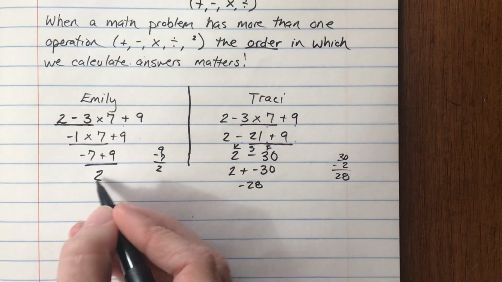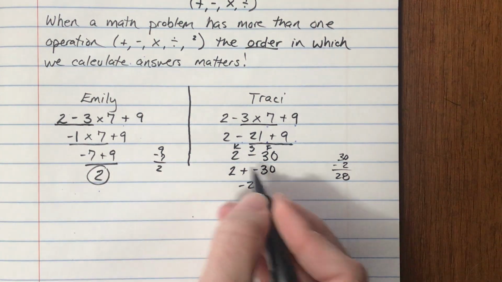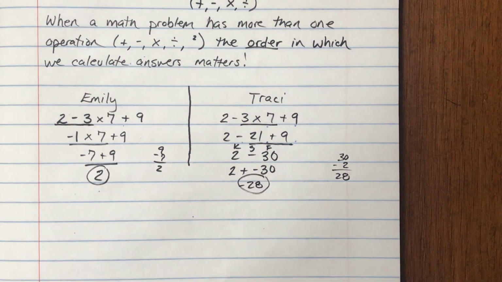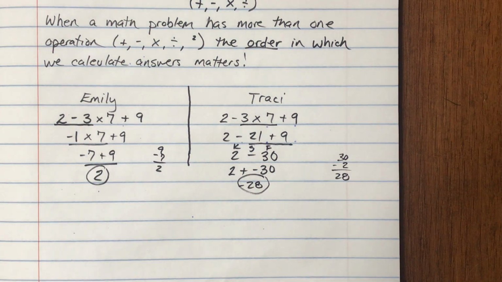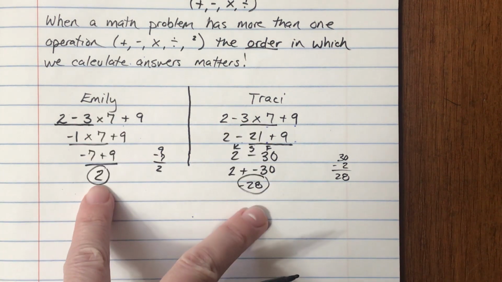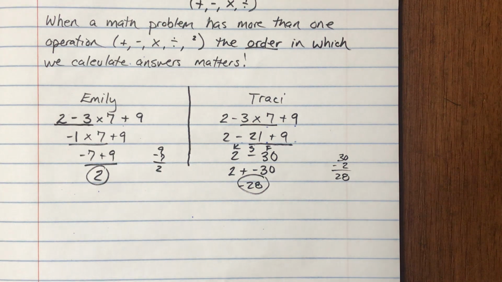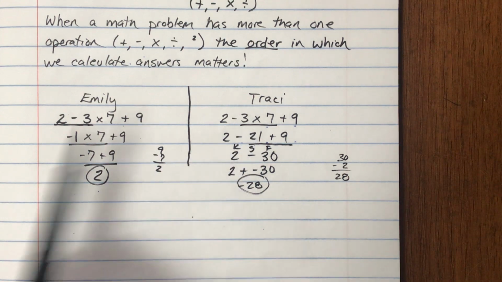And so Emily comes to her teacher and says the answer is 2, and Tracy comes to her teacher and says, hey, the answer is negative 28. And their teacher is like, well, you started with the same problem, so there's no way you can both be right. And actually, it's like you did the problem in different order, right?